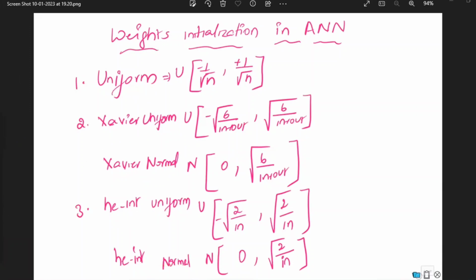Uniform means whatever the weights it is going to select, the weight should be selected between minus of square root of 1 divided by square root of n plus 1 divided by square root of n. It should be between the range of this one. For example, let us take this earlier example.